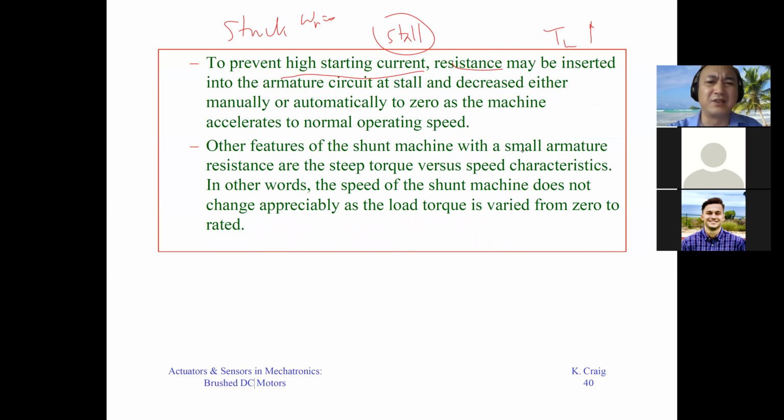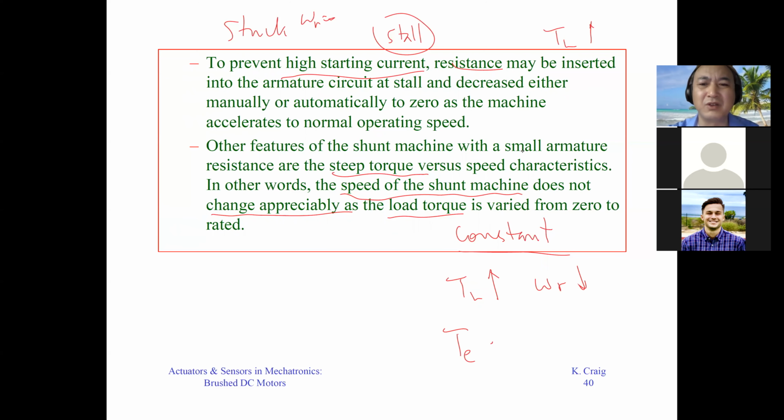But for some small armature resistance, the steep torque is good. The speed of the shunt machine does not change a lot when your load torque is varied from zero to rated. So it is more or less constant speed. This is great. Usually when my load is big, it's hard to pull, then my speed will drop. But that's for the usual separately excited circuit. For this shunt machine, the speed is more or less constant. In other words, omega R is kind of constant.